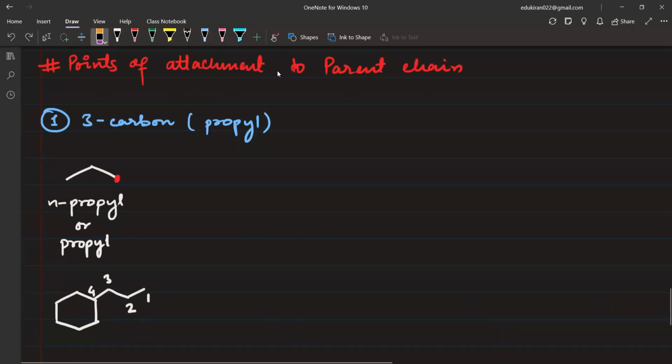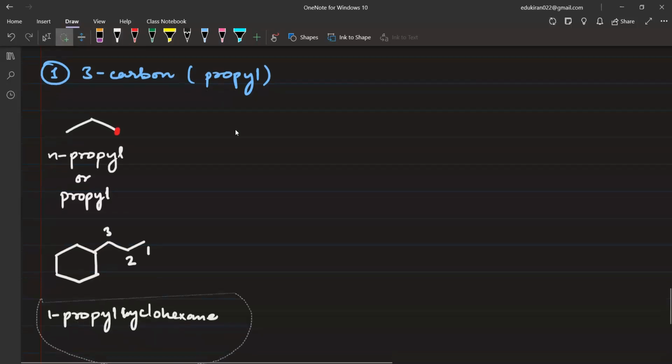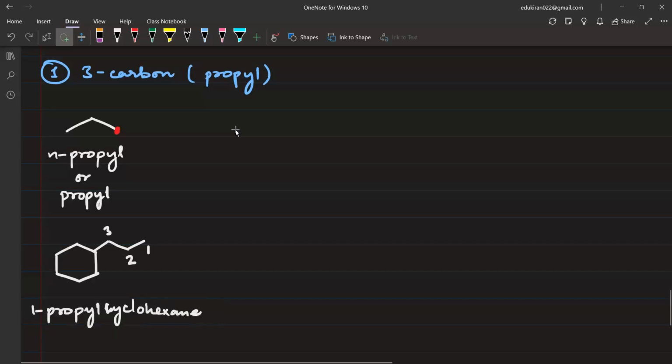Okay, so it will be 3 carbon atoms. So the name of this will be very simple. It will be 1-propylcyclohexane. Okay, now I'm not worrying about the naming here, but I want all of you to understand the point of attachment here.